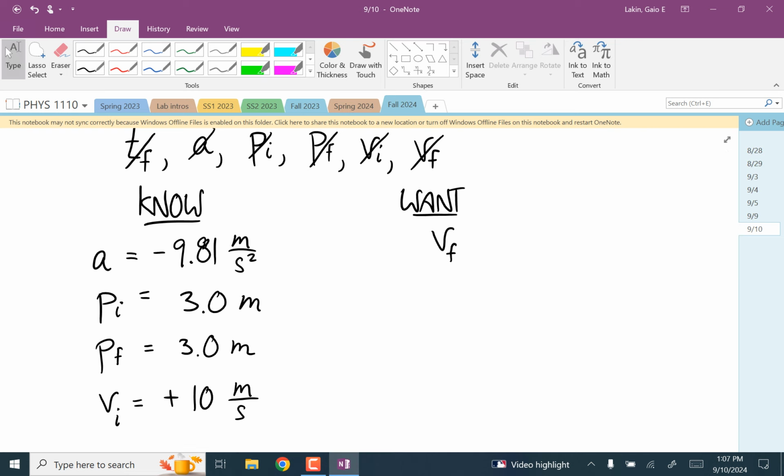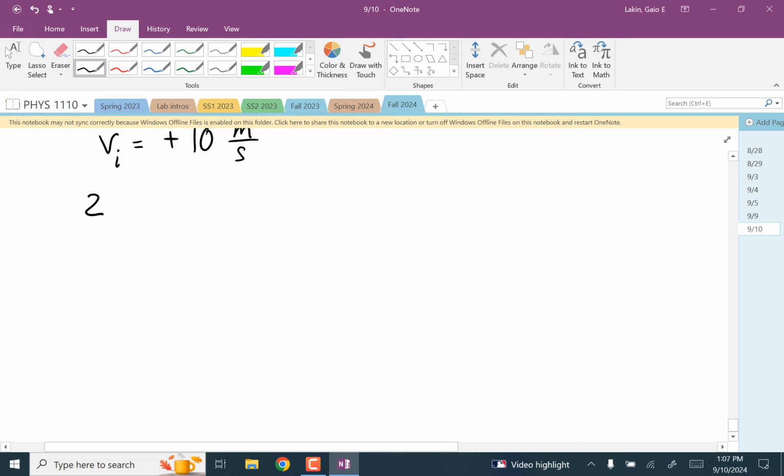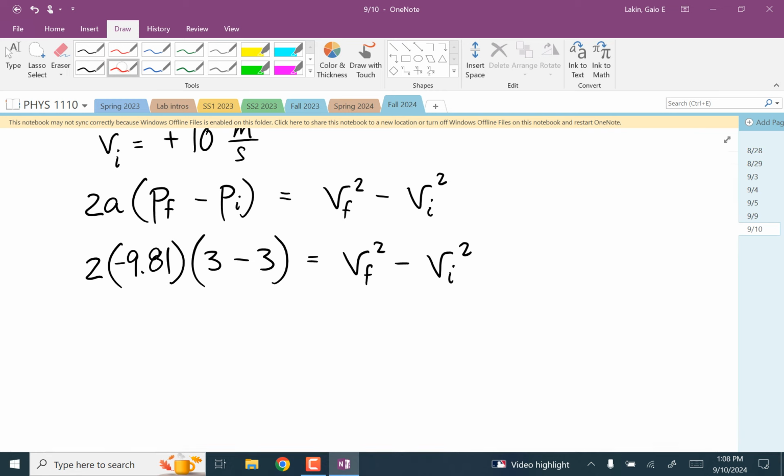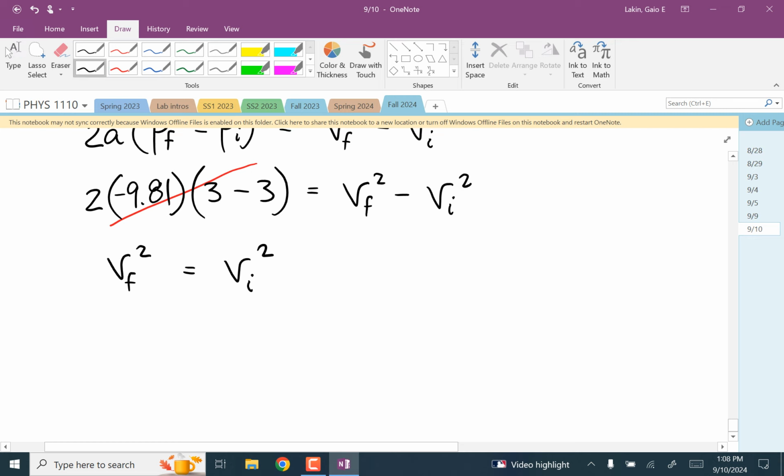Okay, so the equation that works here is 2A times the quantity P final minus P initial is equal to VF squared minus VI squared. So plug this stuff in, you get 2 times negative 9.81 times the quantity 3 minus 3 is equal to VF squared minus VI squared. 3 minus 3 is 0, so everything on this side goes away. And so you get that VF squared is equal to VI squared. Take the square root of both sides and you get that VF is equal to plus or minus VI.